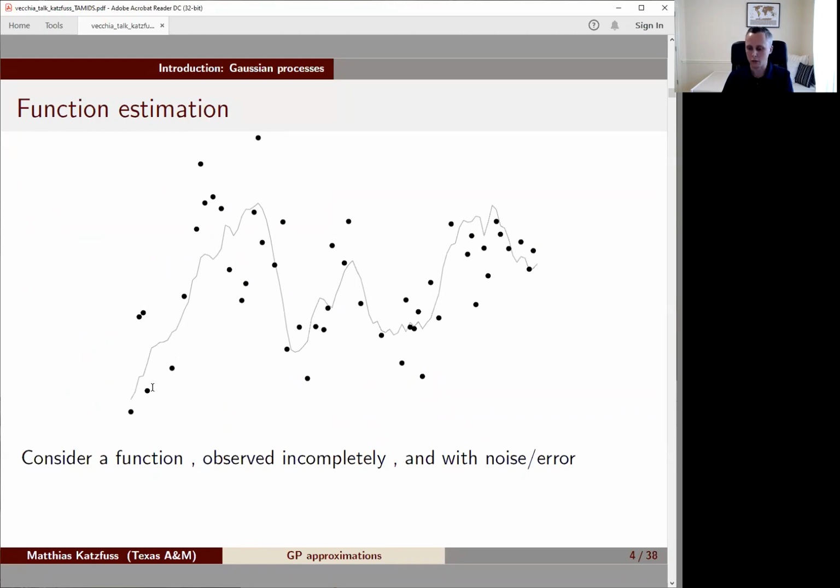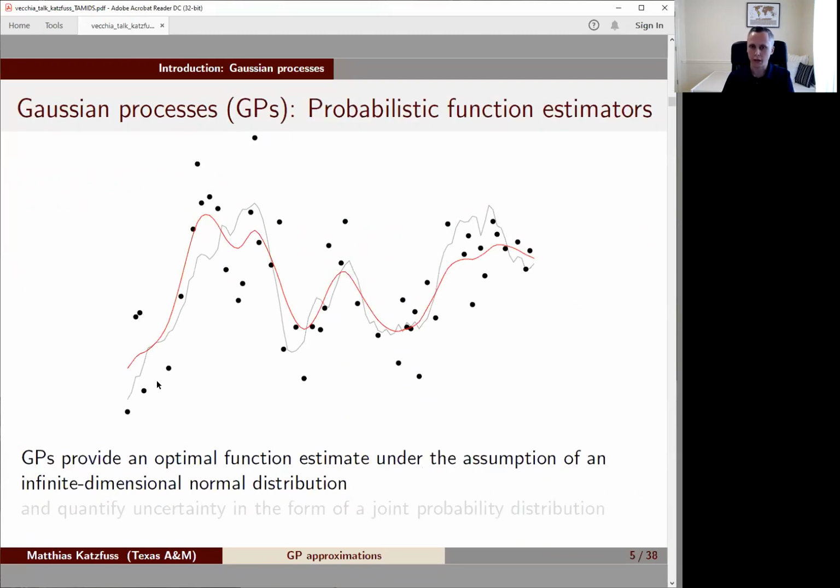function from those observations. And one way to do that is to use Gaussian processes, which you can think of as probabilistic function estimators. So basically, we assume something like an infinite dimensional normal distribution. So in some sense, a normal distribution for a function as a prior for the function from a Bayesian perspective. And then we condition on the data, we get a posterior, which is now, again, a distribution over functions that we can summarize in various ways.